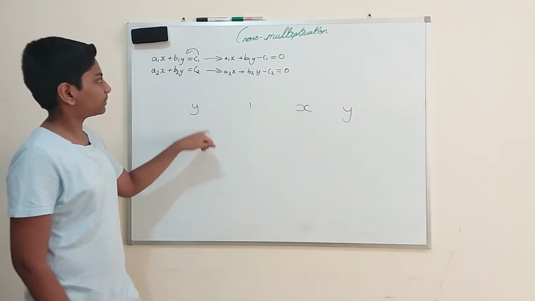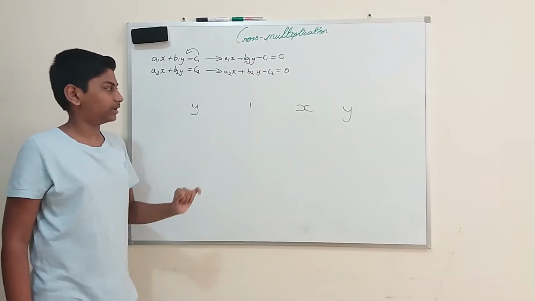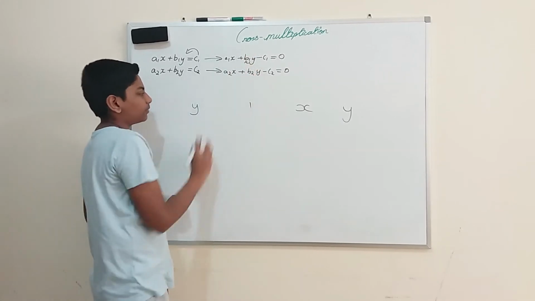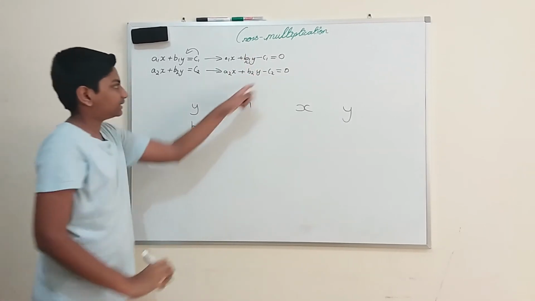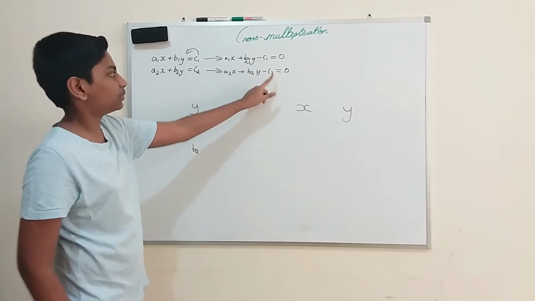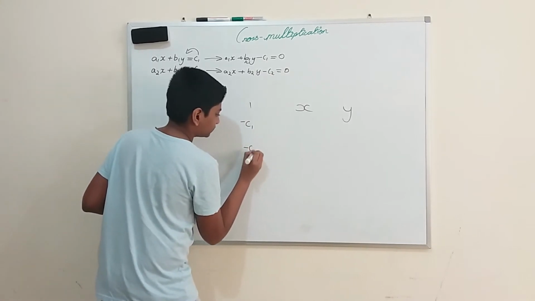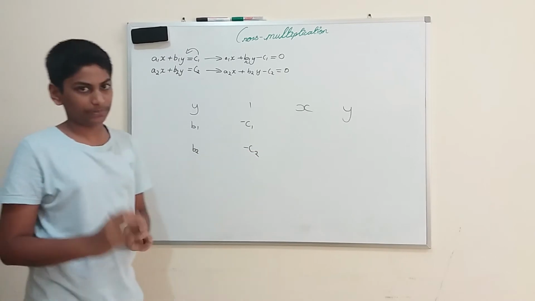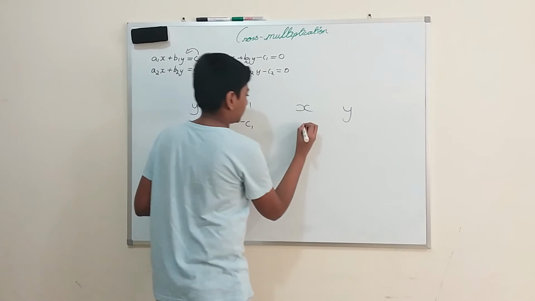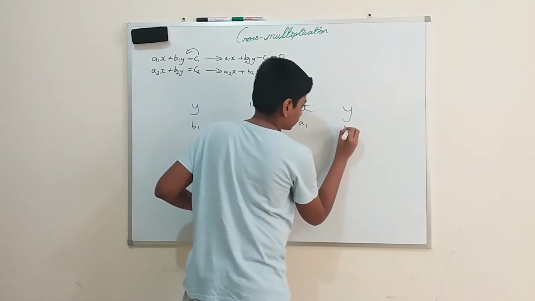Now y is nothing but, before y there will be a number or a variable. Here I took a variable, but usually there will be a number. So I am putting the first one, b1, and the second one, b2, over here. For 1 it's nothing but c1 and c2, minus c1 and minus c2. Here minus and plus is also important in this method. X is nothing but A1 and A2, and Y is nothing but B1 and B2.